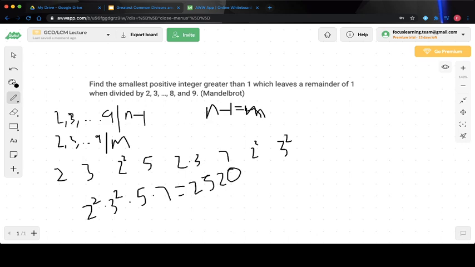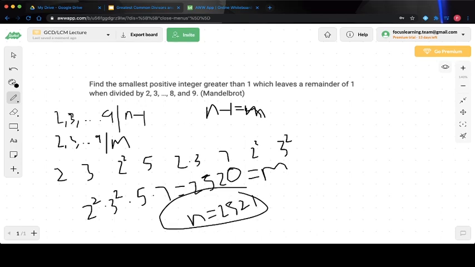Since this is the least common multiple of the numbers 2 through 9, every common multiple of the numbers 2 through 9 must be a multiple of 2,520. Since we're asked to find the smallest number, we can let this number 2,520 equal m. And since we're asked to find n, we'll simply add 1 to m. We'll get that n equals 2,521, which leaves a remainder of 1 when divided by the numbers 2 through 9. Our final answer is 2,521.